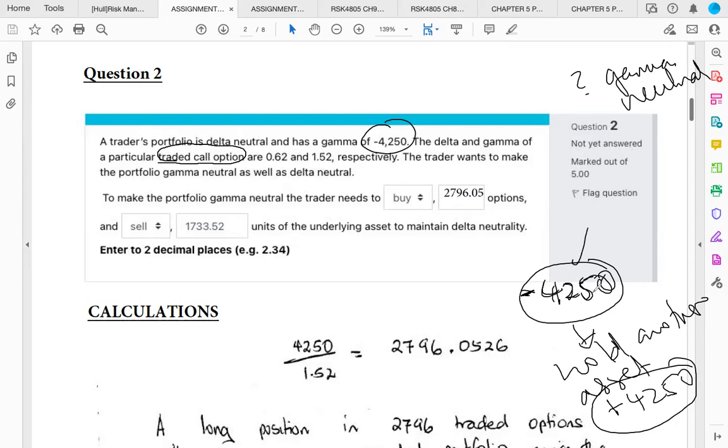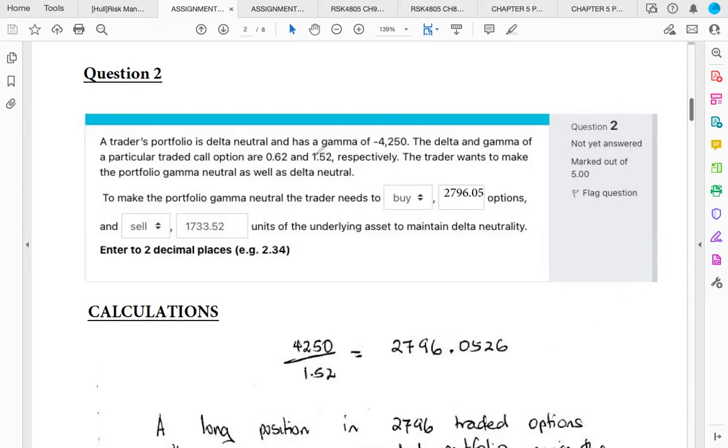Our portfolio has a gamma of minus 4250, right? So if we want to make our portfolio gamma neutral, we just have to find some other asset, whether it's a derivative or any other type of asset, which has a positive gamma of 4250, and then we need to put that asset into our portfolio such that our portfolio becomes gamma neutral, because these two will balance each other out, right? So in this case, we want to use these options. One particular call option has a gamma of 1.52. So it means if we want the total gamma to be equal to 4250, we have to hold a certain number of options such that the total gamma for all those options will give us plus 4250.